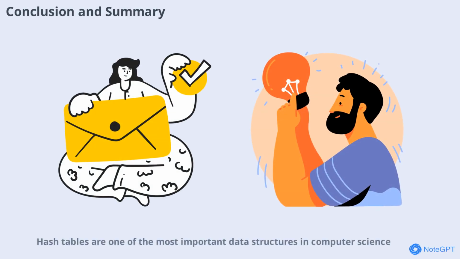Hash tables are one of the most important data structures in computer science. They offer fast, efficient storage and retrieval of data, making them essential for everything from programming languages to web applications. By understanding how hash tables work and following best practices, you can harness their power in your own projects.